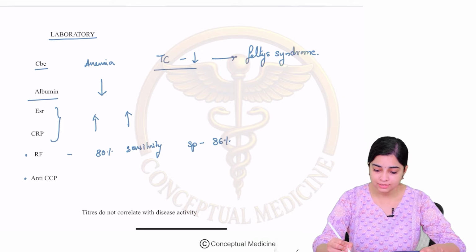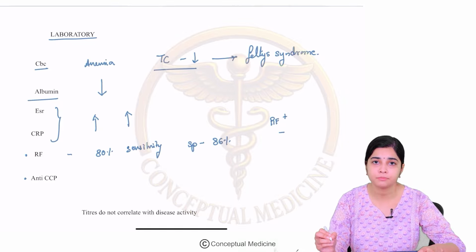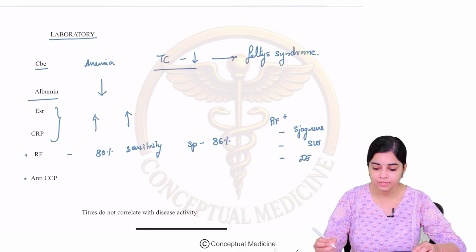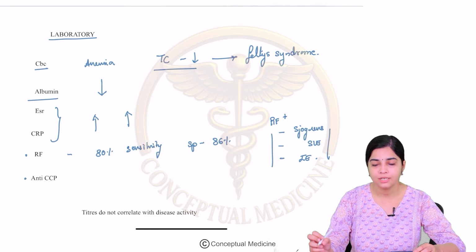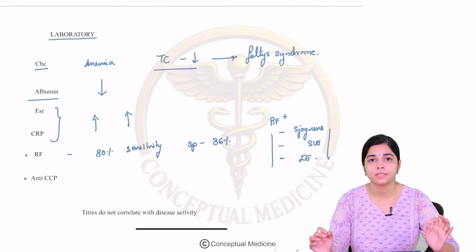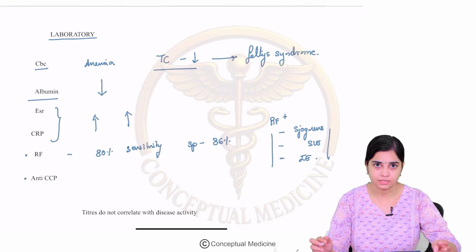So what are the other conditions in which rheumatoid factor can be positive? You will have to remember a few conditions. Rheumatoid factor can be positive in Sjogren's syndrome. It can be positive in certain cases of SLE. It can be positive in certain cases of infective endocarditis as well. That is the reason why it is not always a definitive criterion for the diagnosis of rheumatoid arthritis.